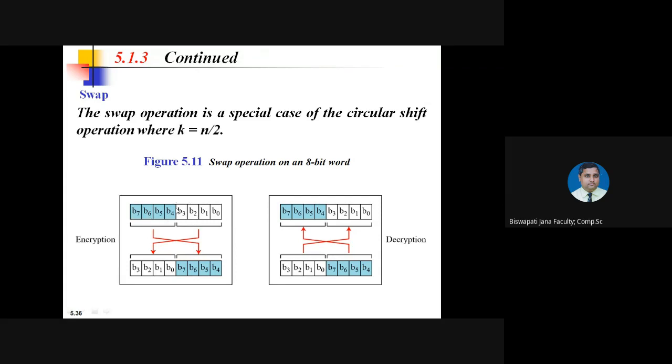Now you divide these 8 bits into two parts. This is 4 bits, this is 4 bits. Now you exchange these two parts. The left hand side part comes to the right, and the right hand side part comes to the front. This exchange is called swapping. You can do this swapping, and decryption is just the reverse of the swapping. So you know the swap technique.